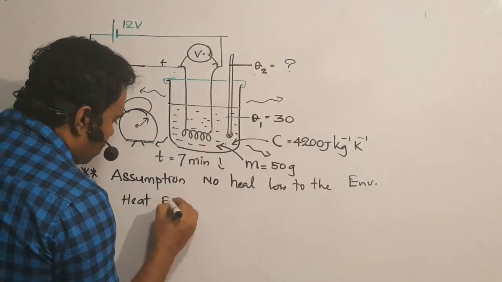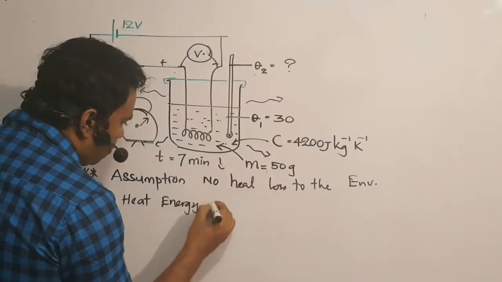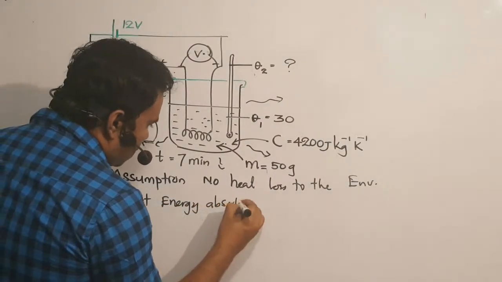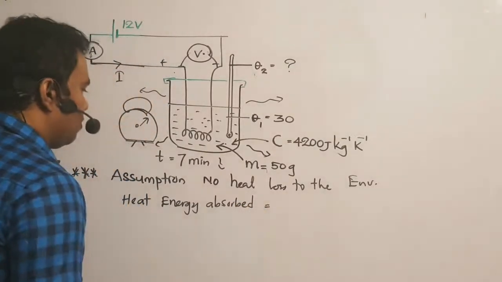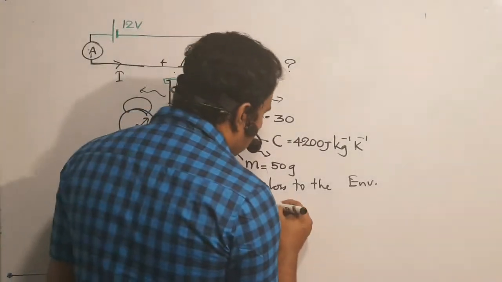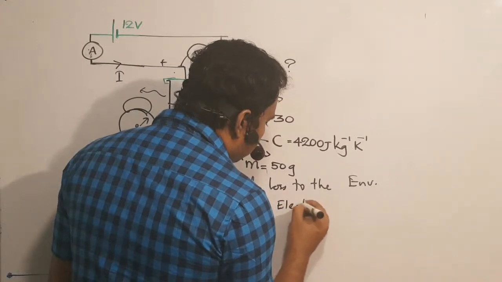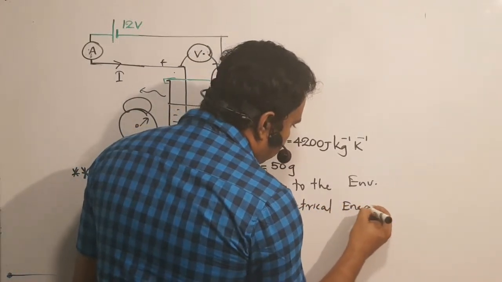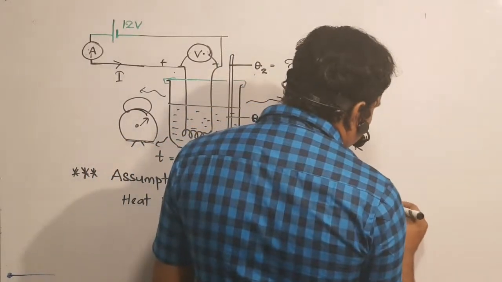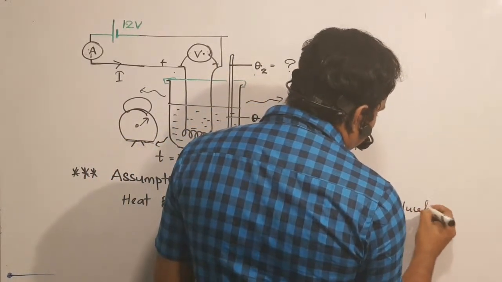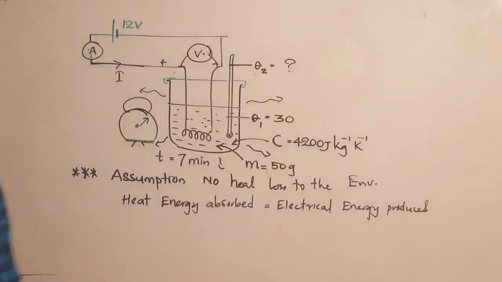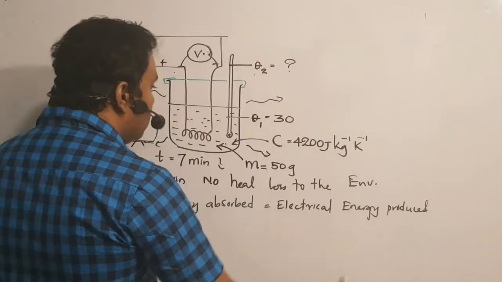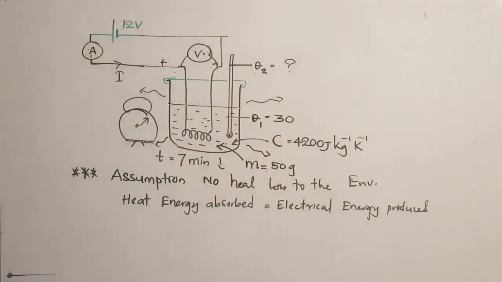Heat energy absorbed equals to the electrical energy produced. Coil එකෙන් ඉපදපු electrical energy එක, electrical energy produced by the heating element.